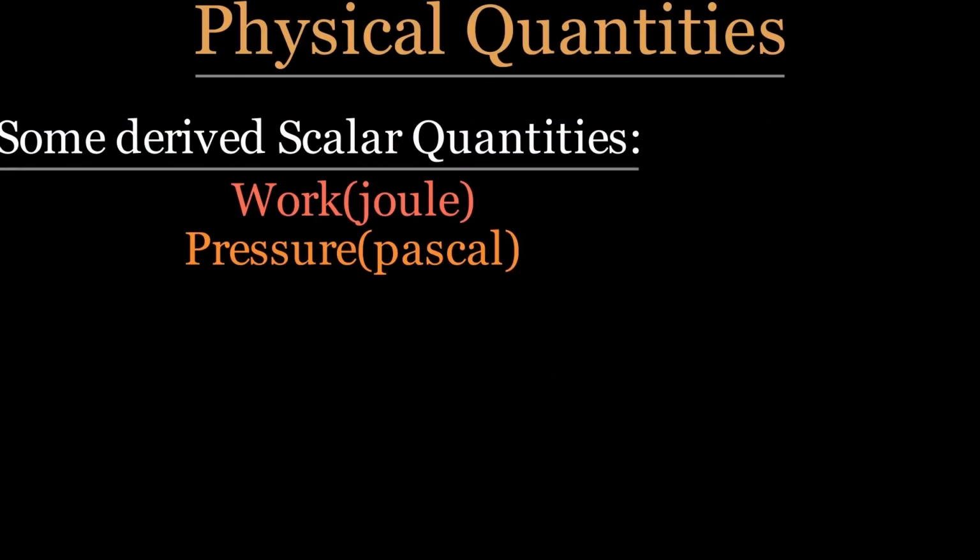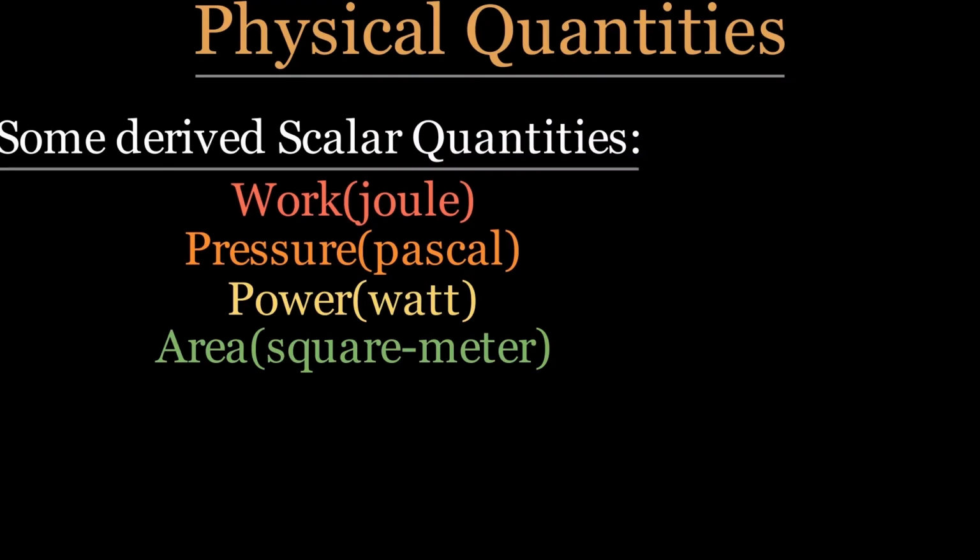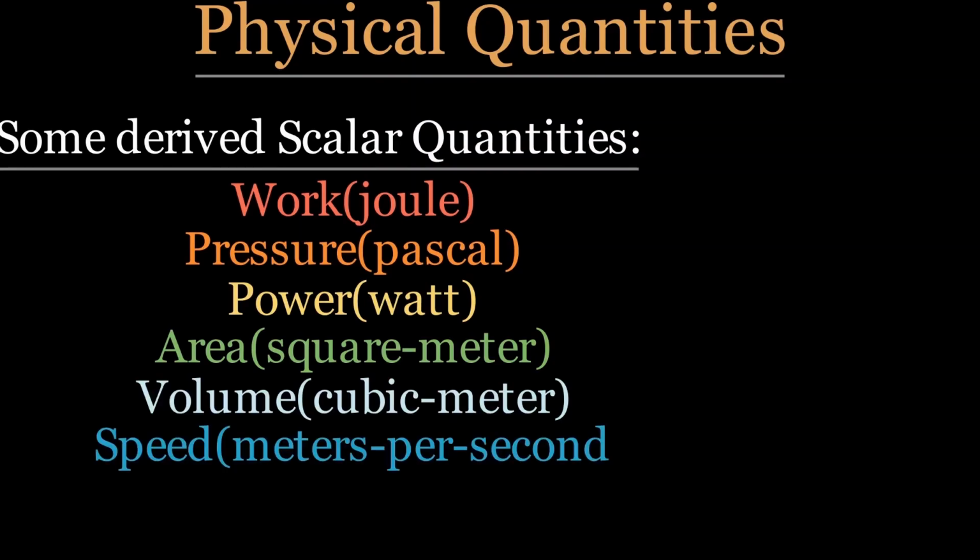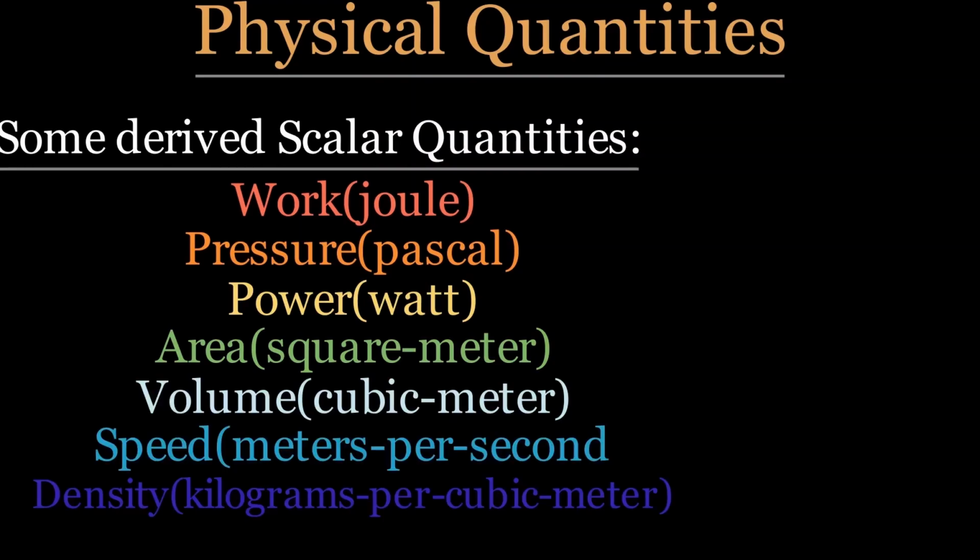Right. These scalar quantities are derived, and in a future video we will do an exercise to derive some units using the units that we already know. Derived scalar quantities include work. These are just a few examples. Work is a scalar quantity, as are pressure, power, area, volume, speed, density, and others as well.